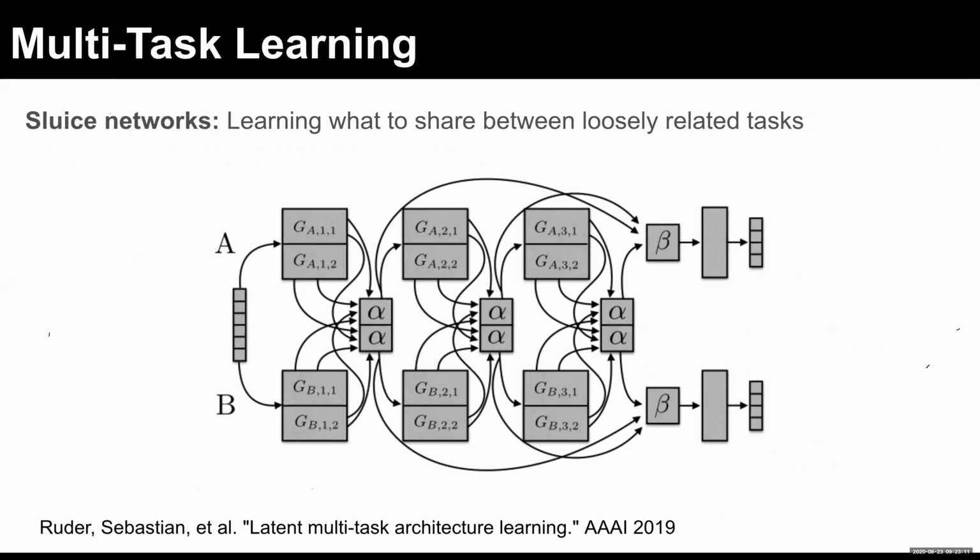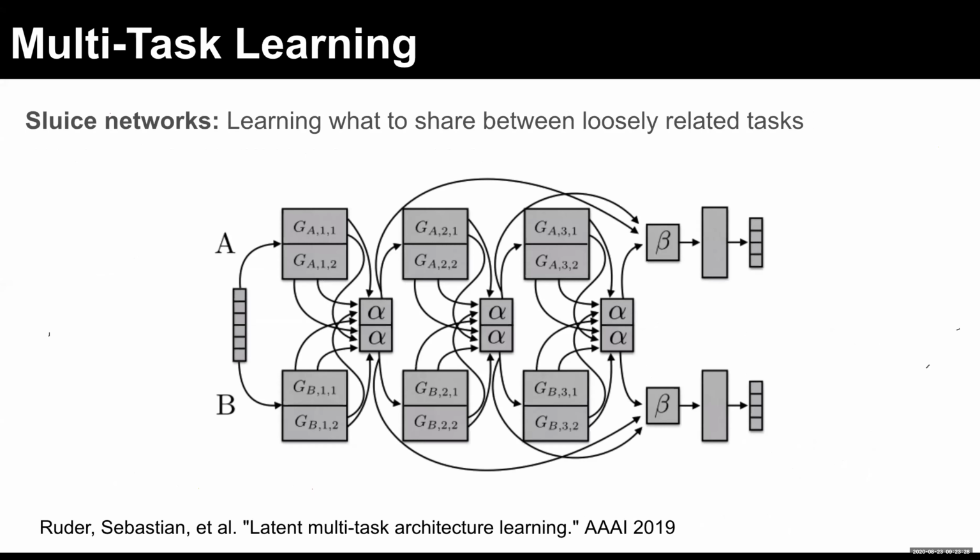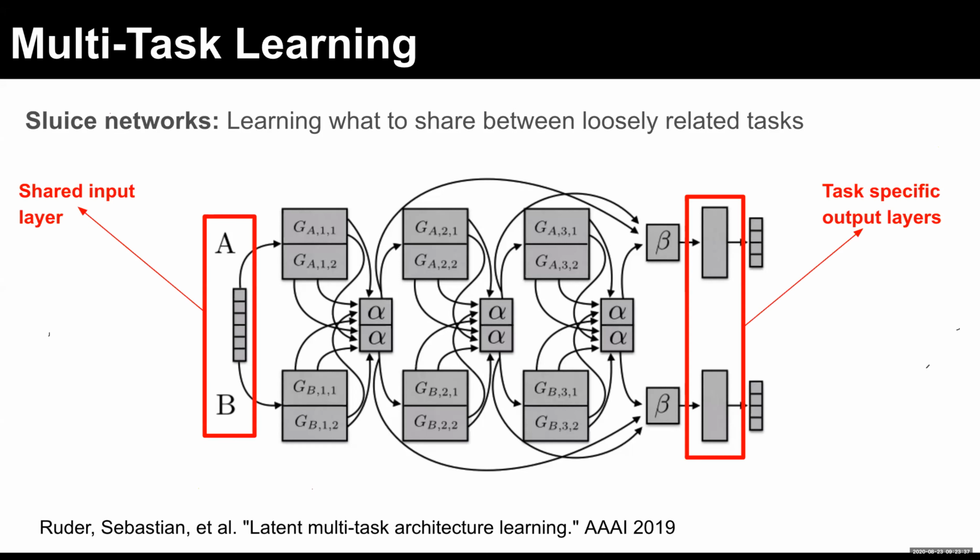So there's a very nice paper from Sebastian Ruder at AAAI 2019, which talks about latent multitask architecture learning. If you look at the example before, here we were very concrete and hard, in the sense that there's going to be either hard parameter sharing or soft parameter sharing. In this example of Sluice networks, the system is trying to learn what to share between loosely related tasks. So again, let's dive deeper into this.